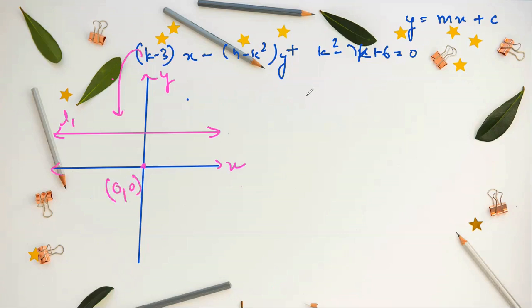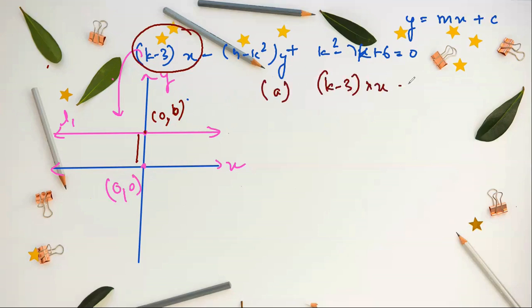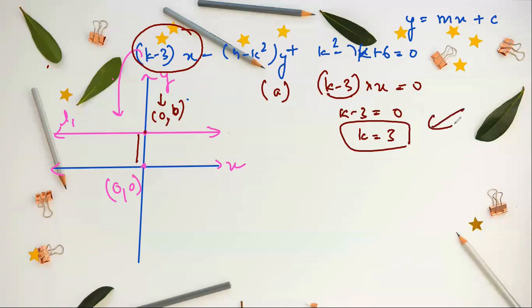Now everyone, when the line is passing through the y-axis, there is a point here. This point is on the y-axis. When a point is on the y-axis, x is always 0. Let's say this distance is b. Now we know that x is 0, so the number multiplied with x is also 0. So k minus 3 multiplied by x equals 0, because the coefficient of x is 0. So k is equal to 3. So for the first case, k is equal to 3, right?